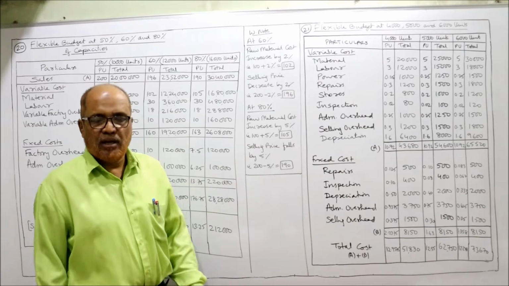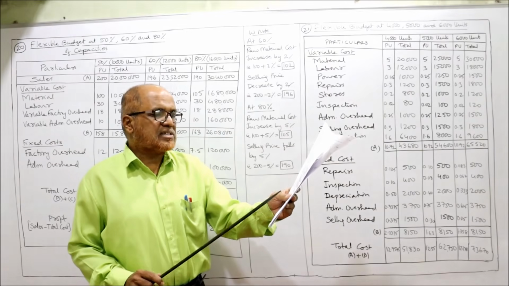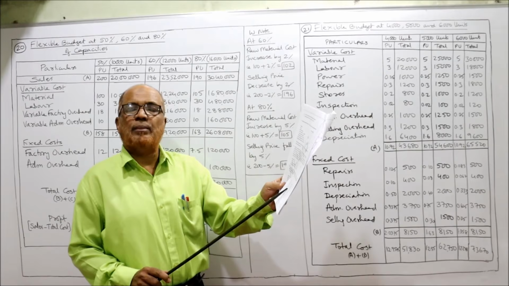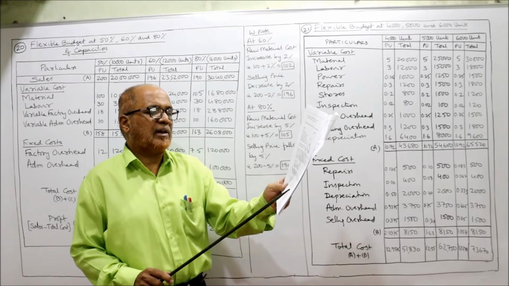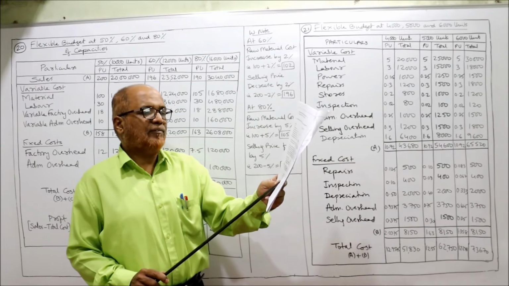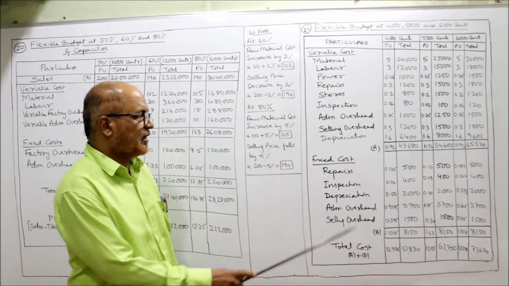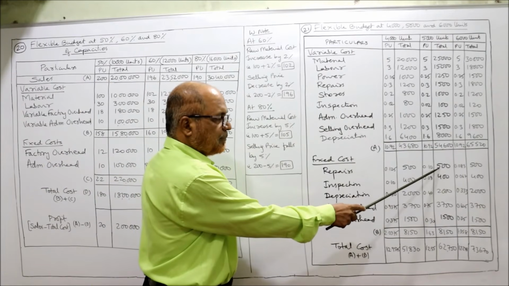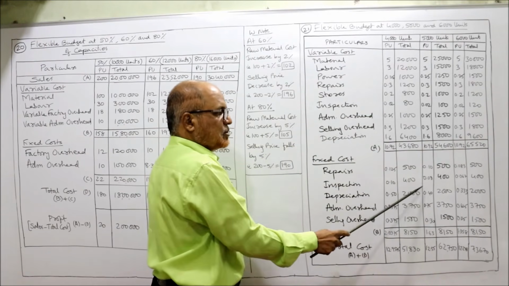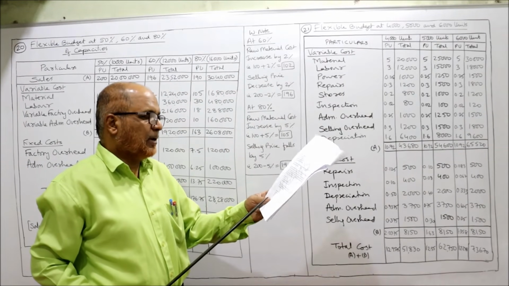Then fixed cost. Now for fixed cost, repair, there is no fixed element, labor no fixed element, power no fixed element. Repairs are 75% variable, means 25% fixed. So 25% of 2,000. So repairs I have taken 500. First we have to fill up the 5,000 column. Later on we fill up the 4,000 and 6,000. So repairs are 500. Then after repairs, stores are completely variable.